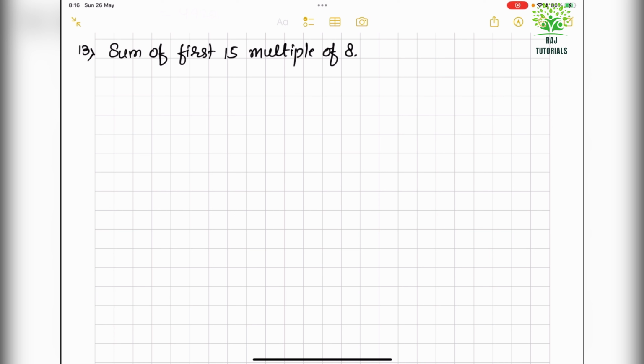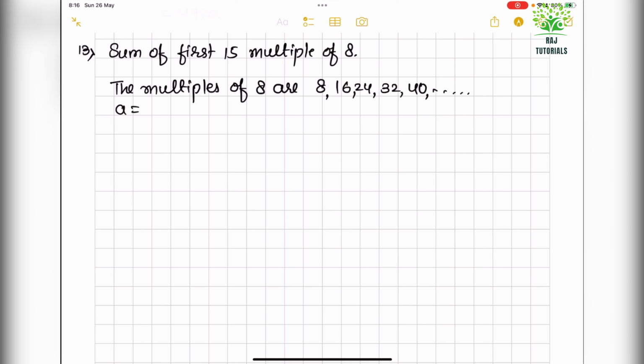Next is asking me to find the sum of first 15 multiples of 8. So the multiples of 8 are 8, 16, 24, 32, 40 and so on. Now here a will be 8, d will also be 8, and he has asked me for 15.